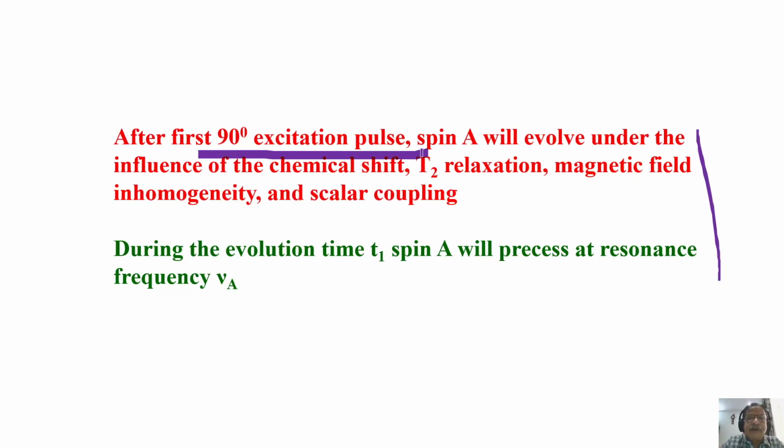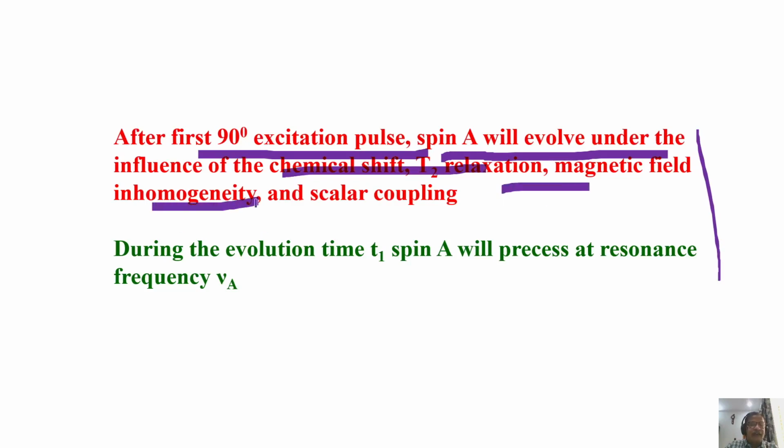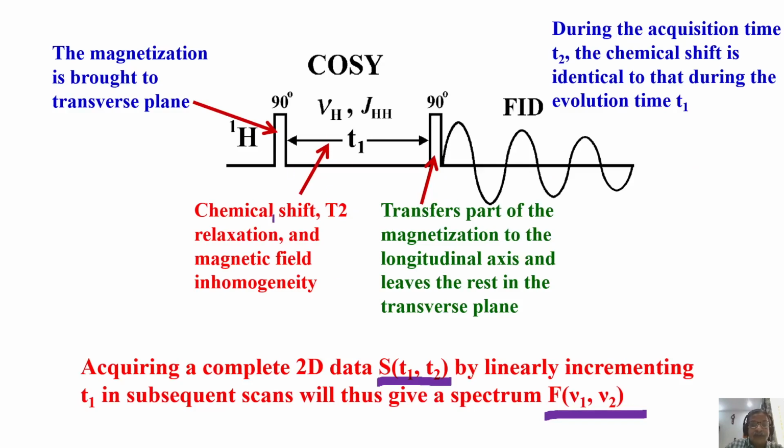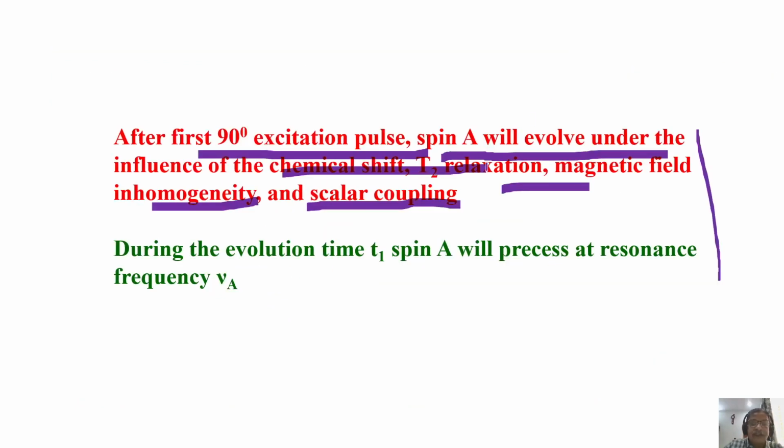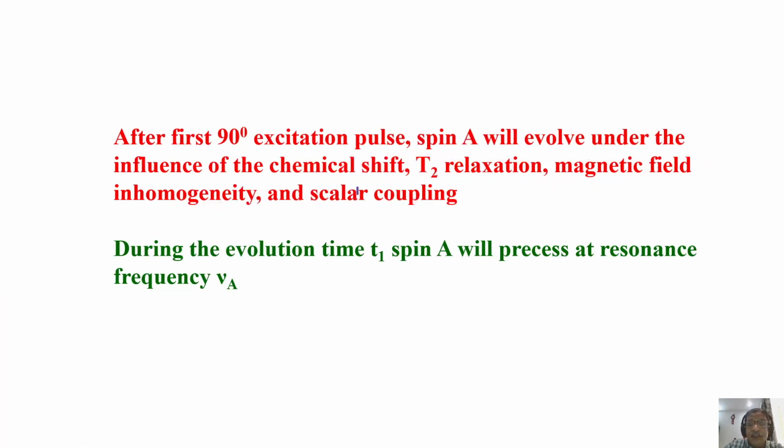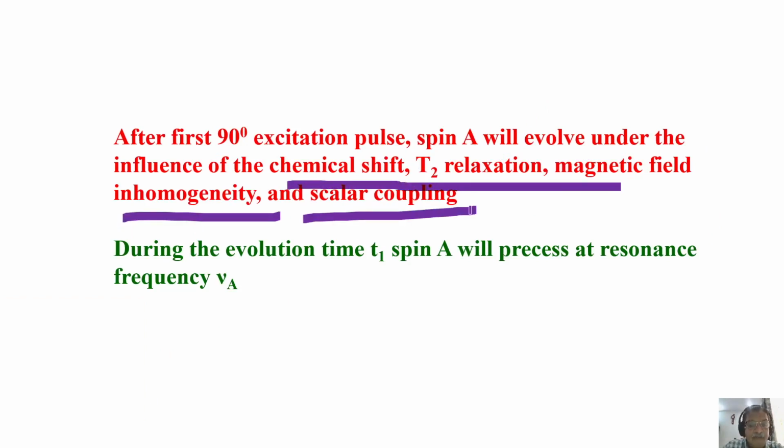If the spins are not J coupled, you will not be able to do a COSY experiment. So let us say spin A evolves under the influence of chemical shift, T2 relaxation, magnetic field inhomogeneity, and scalar coupling, all of which I told you here. It evolves under various parameters: chemical shift, relaxation, magnetic field inhomogeneity, and of course coupling. Everything will be present. All these contribute to the evolution of spin A.